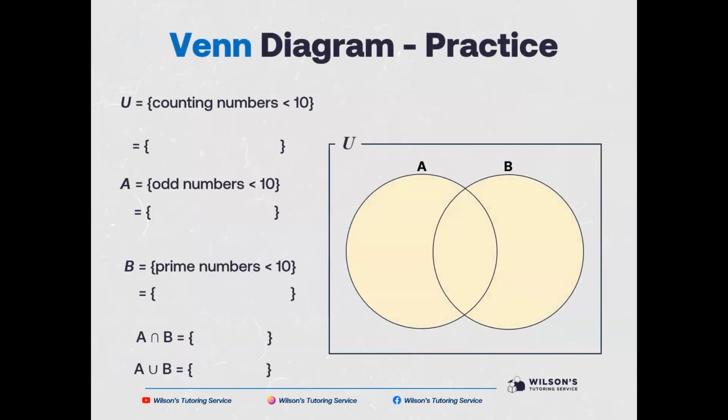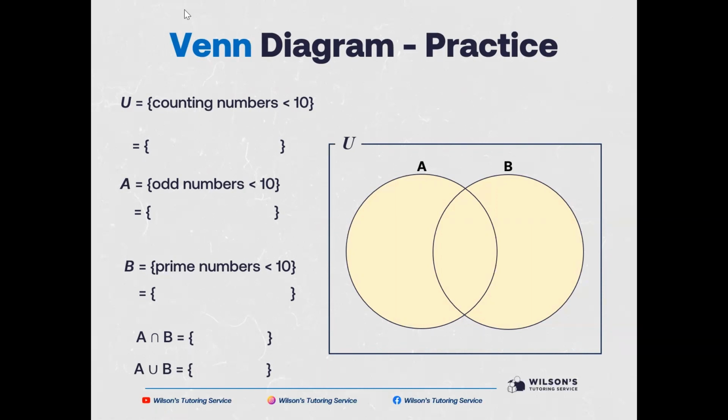All right, so let's put what we just learned into practice. So the universal set is made up of the counting numbers less than 10. From the universal set, you are to write the odd numbers less than 10 for set A, while for set B, you will document the prime numbers less than 10. Pause the video, take an attempt, then we will look at your answer and how it compares to the solution.